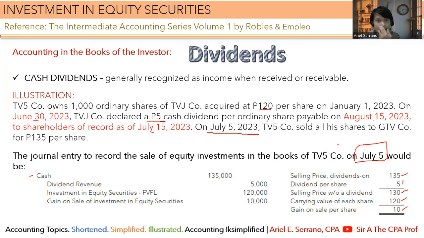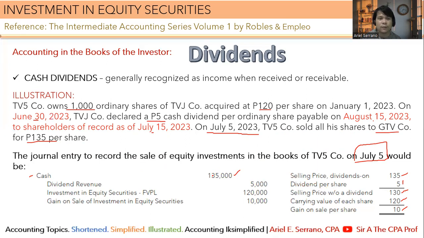On this date kasi, binenta ni TV5 yung kanyang shares kay GTV for 135 pesos. So ano ang journal entry natin dyan? Plus, yung cash natin is at 135,000, the 135 peso per share multiplied by the 1,000 shares that TV5 owns. 135 times 1,000, 135,000.